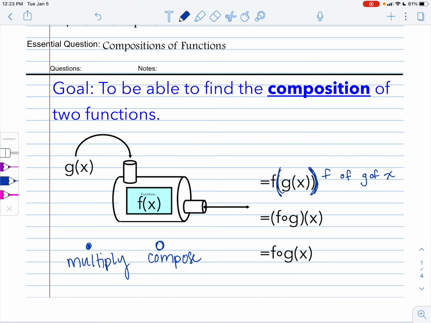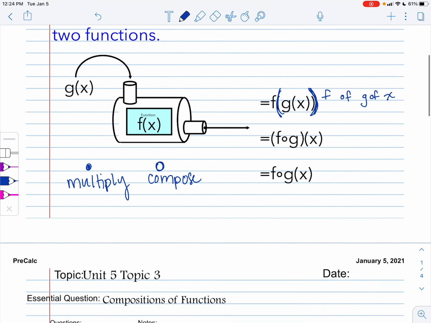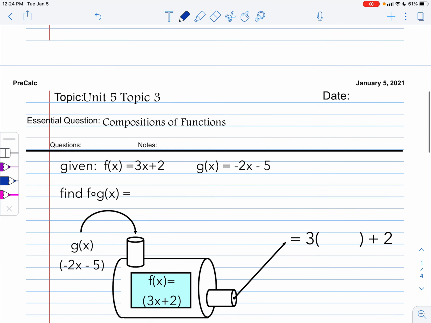Okay, so if you were speaking it to me and you were saying, Mrs. Vogt, I need help, Miss Harrod, I need help, Miss Delmont, I need help, you might say, I need help with finding f of g of x, or you could say f composed with g. Okay, so 3 ways you might see it.